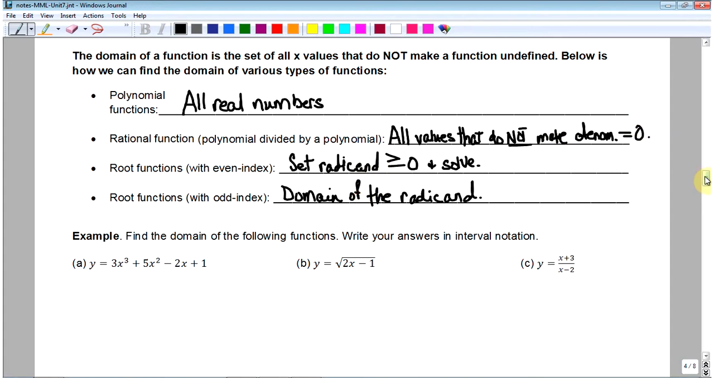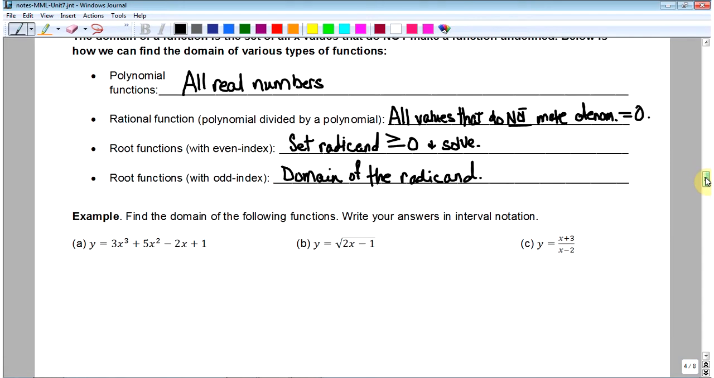So let's use these rules to figure out the domains of the following functions. Write your answers in interval notation. Okay, for part A, this function is a polynomial. So when finding the domain, we like to see polynomials because that has an easy domain. It's going to be from negative infinity to positive infinity. Any number you can think of, you can plug in for x, and it's going to give us an answer for y.